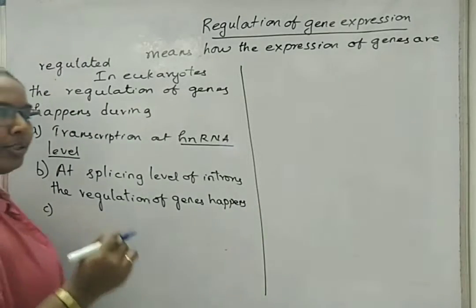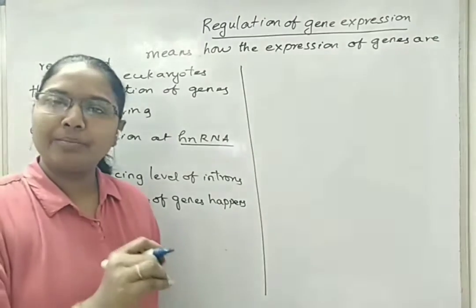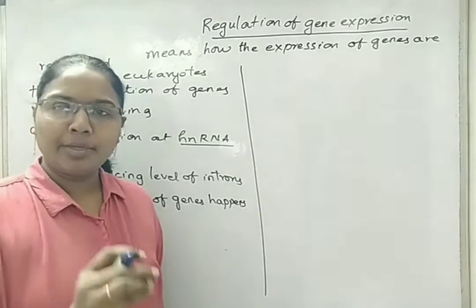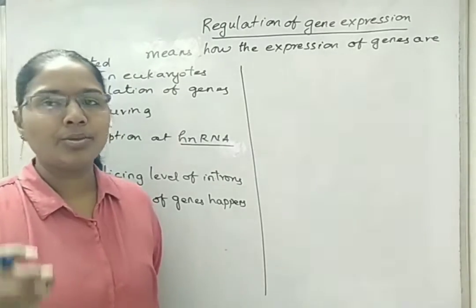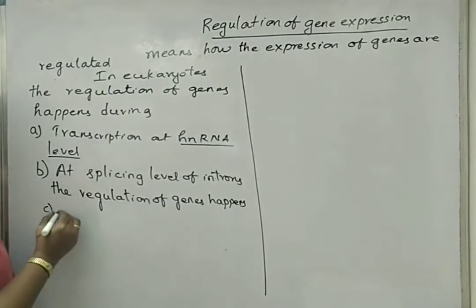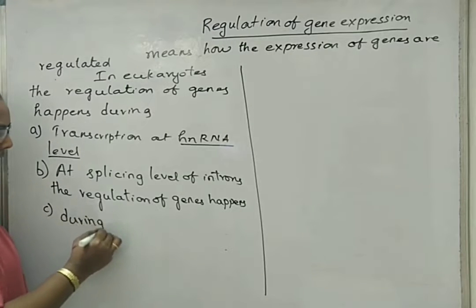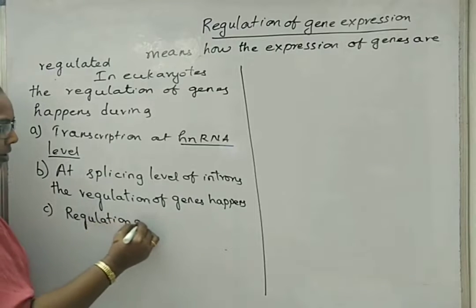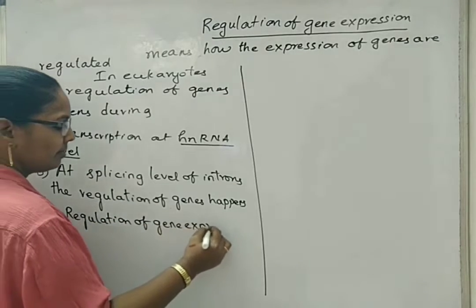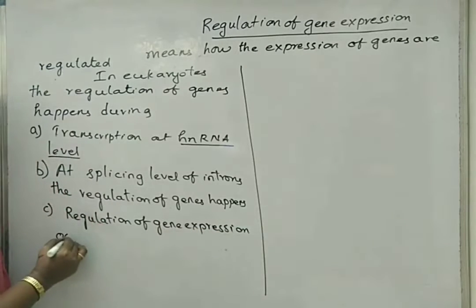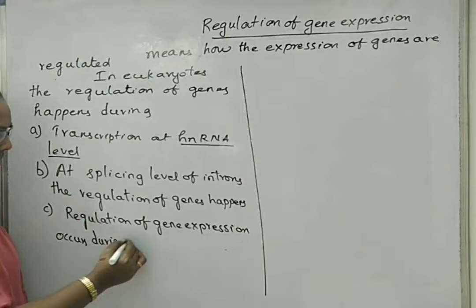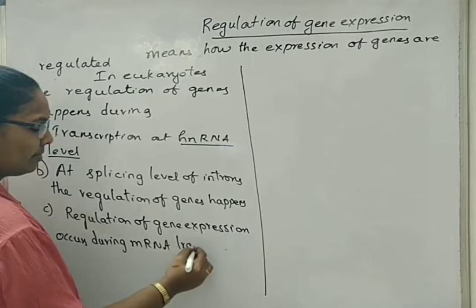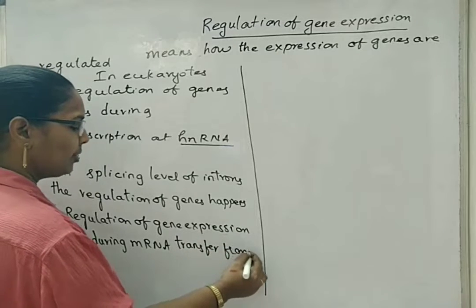Next, third one, during the transfer of transcribed mRNA from the nucleus into the cytoplasm of the cell, a certain number of mRNAs at a particular time has to get transferred from the nucleus to the cytoplasm for the process of translation. So regulation of gene expression occurs during mRNA transfer from nucleus to cytoplasm.